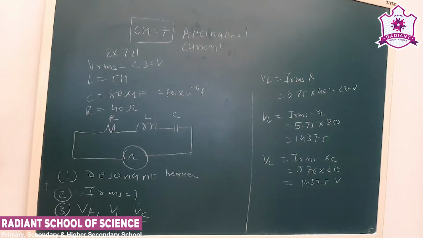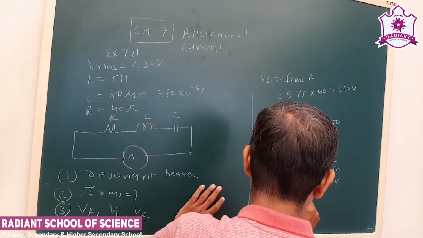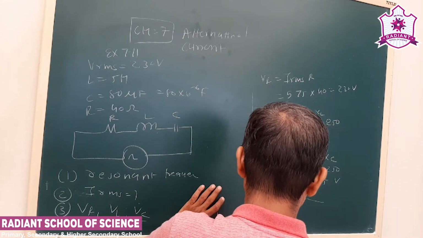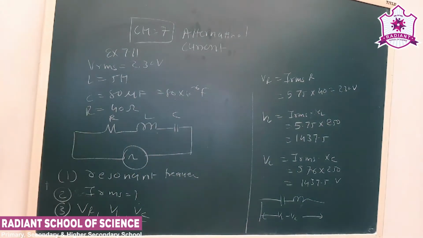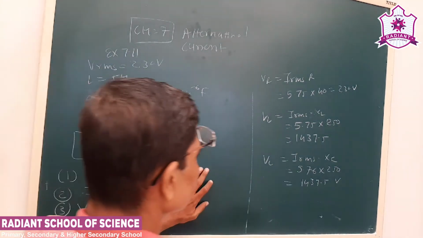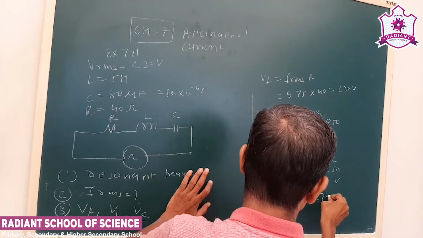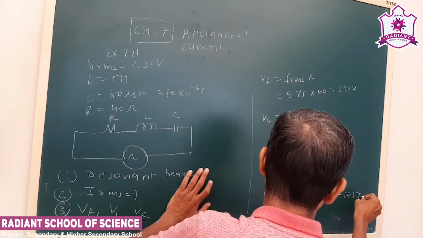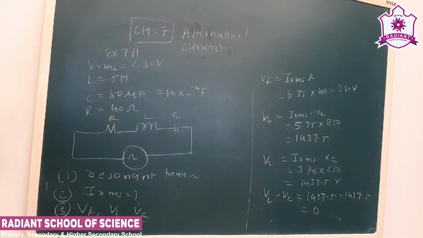Now see what will be the voltage across the combination of this. It will be VL minus VC. Why? Because they are in opposite phase, as we have discussed in the theory. So we can say VL minus VC. So the voltage across the combination of VL minus VC is 0. That we have to keep in mind.